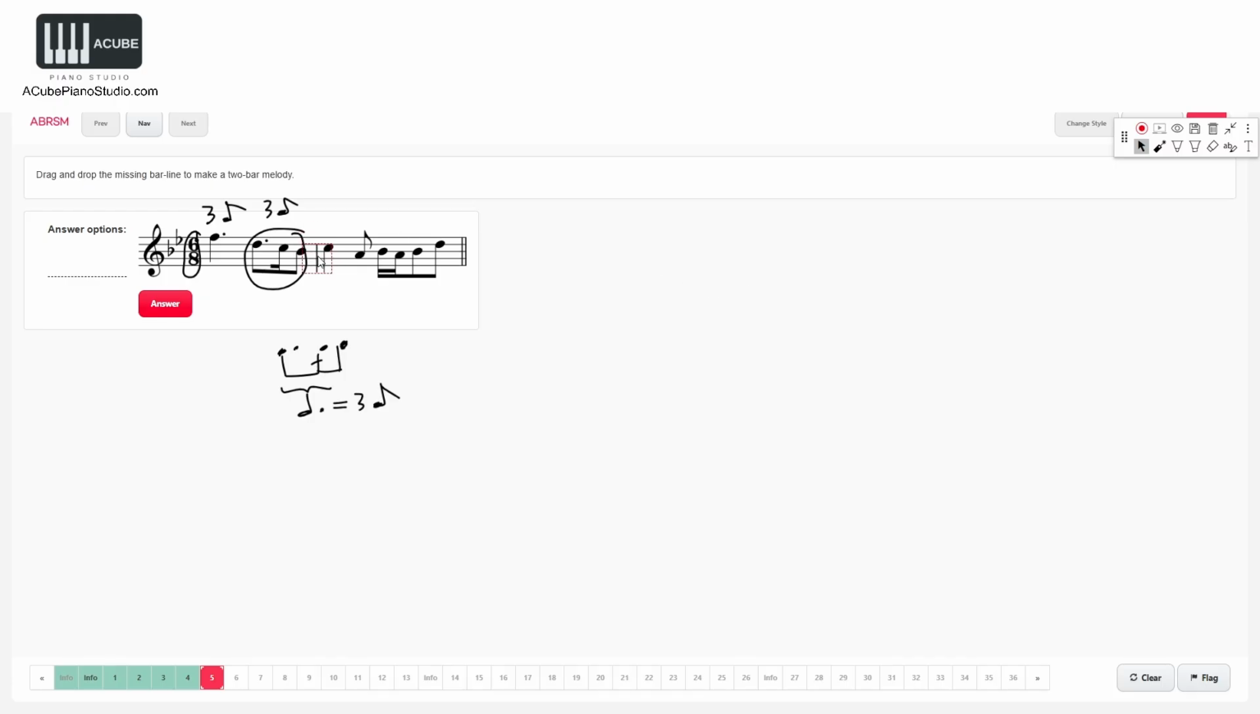Remember when you put it, make sure that it is aligned properly, okay? You cannot put it this way. It has to be here, such that the top of this line touches the top of the staff, and the bottom of this line touches the bottom of the staff.